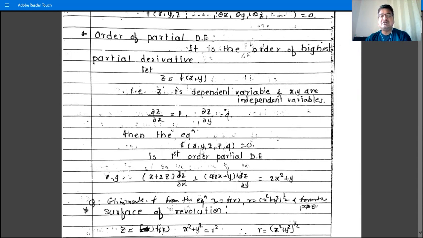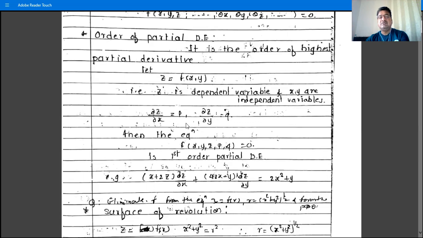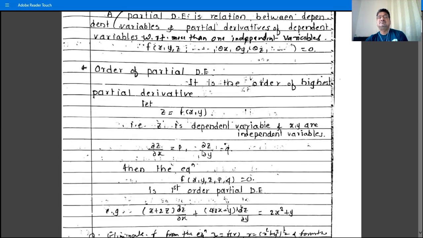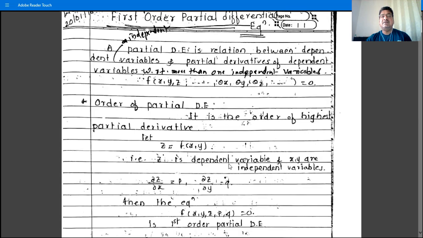That is, this is the relation. This is the function. F is the function between x, y, z. These are the independent variables, and p and q. So what is p? Small p, ∂z/∂x. Small q is ∂z/∂y. So this is the general form of the partial differential equation of first order. F(x, y, z, p, q) is equal to 0, p is ∂z/∂x, and q is ∂z/∂y. So z is the dependent variable and x and y are the independent variables.